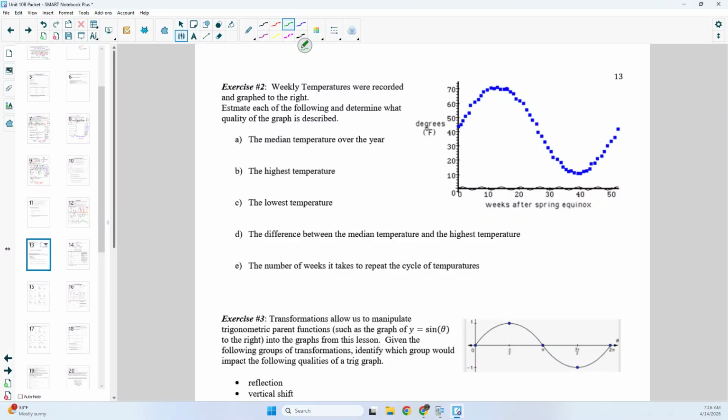So it says weekly temperatures were recorded in a graph to the right. So this is a scatter plot, but we see that it follows a trigonometric pattern, like a sine or cosine graph. And these questions are really hidden versions of what we just did on the last page.